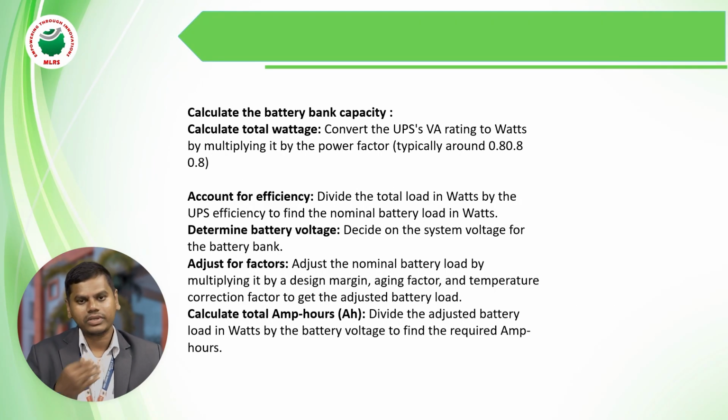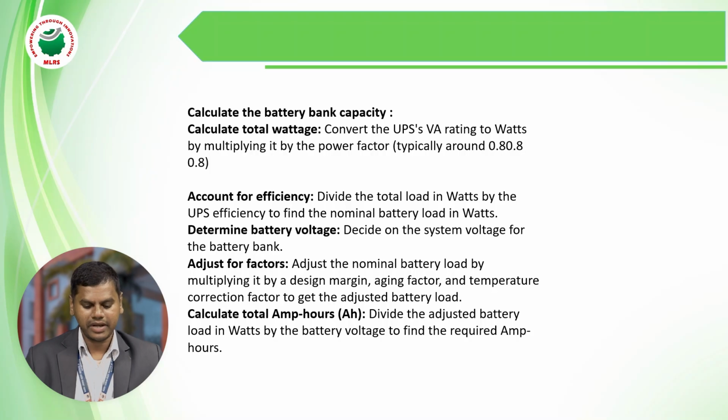And next, calculate the battery bank capacity. First, calculate the total wattage. Convert the UPS volt amperes rating into watts by multiplying it by the power factor. The power factor is typically around 0.8. Okay. So next, account for efficiency.